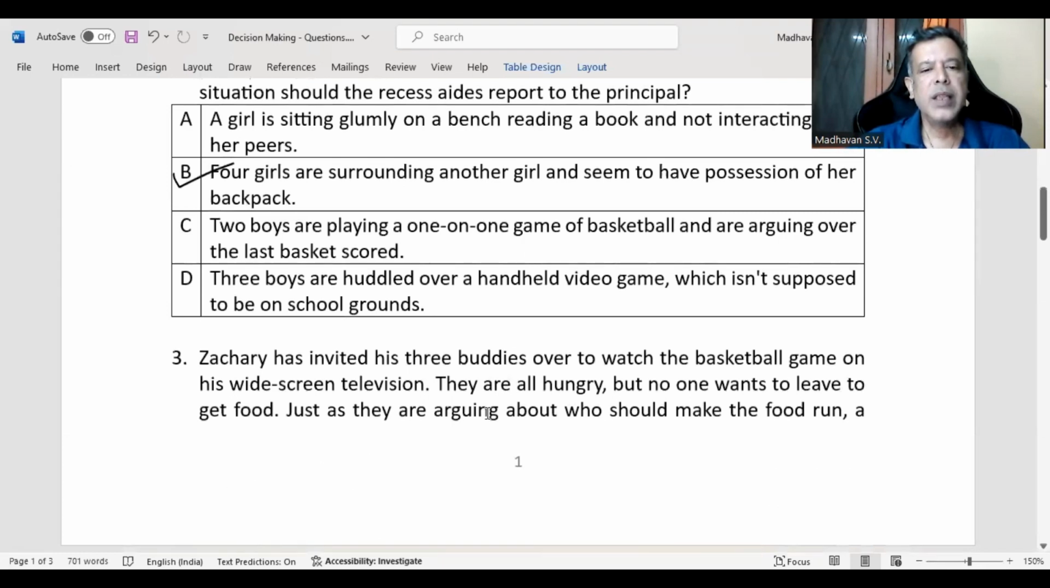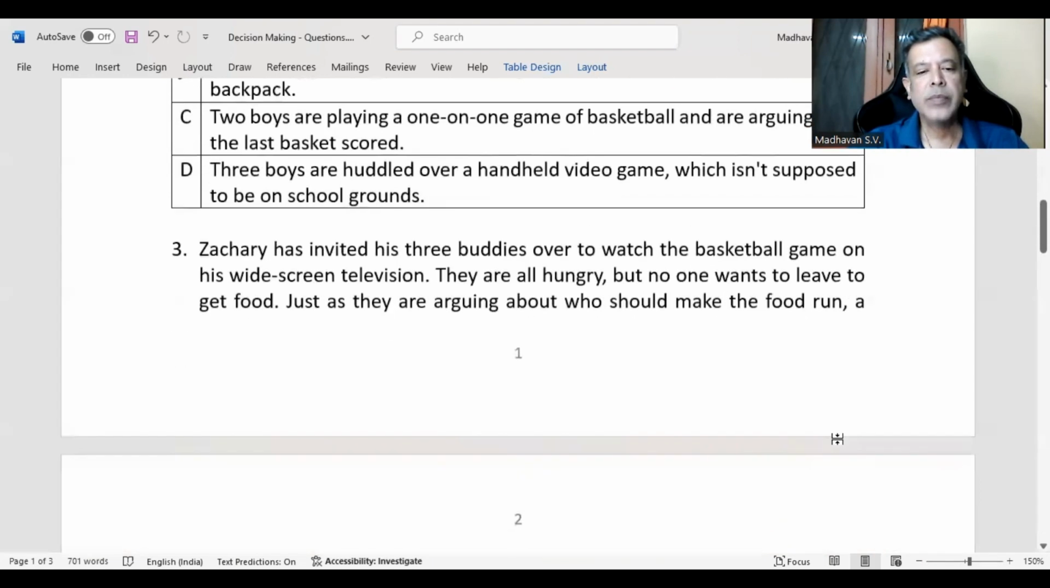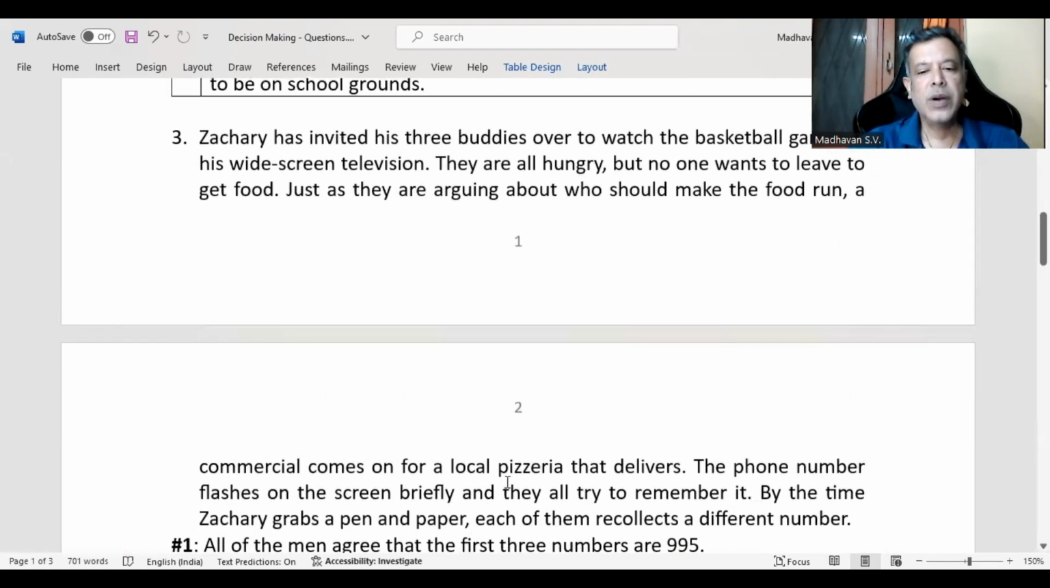Third one, Zachary has invited his 3 buddies over to watch the basketball game on his widescreen television. They are all hungry, but no one wants to leave to get food. Just as they are arguing about who should make the food run, a commercial comes on for a local pizzeria that delivers. The phone number flashes on the screen briefly, and they all try to remember it. By that time, Zachary grabs a pen and paper.